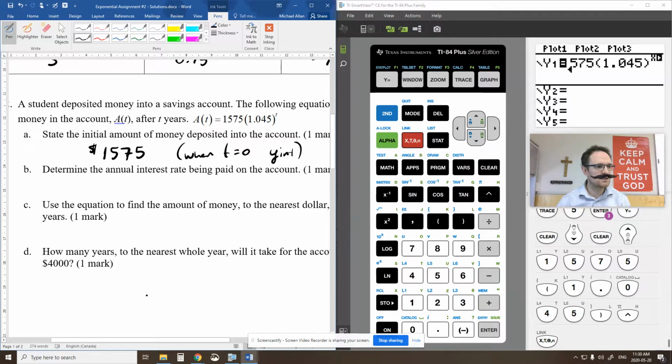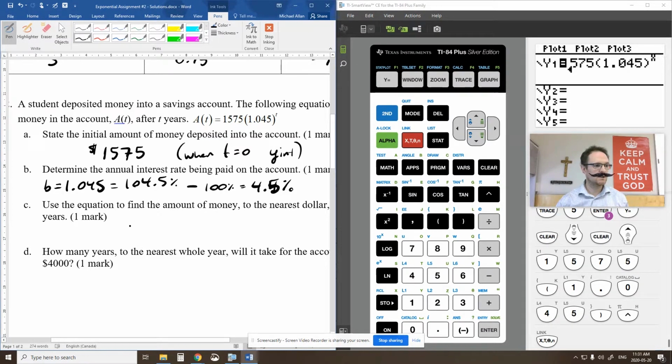Determine the annual interest rate being paid on this account. Well, that's going to be the B value. Since the B value is 1.045, that's the same as 104.5%. So what I'm going to do is take 100 out from that to get 4.5%. Okay, so there you go.